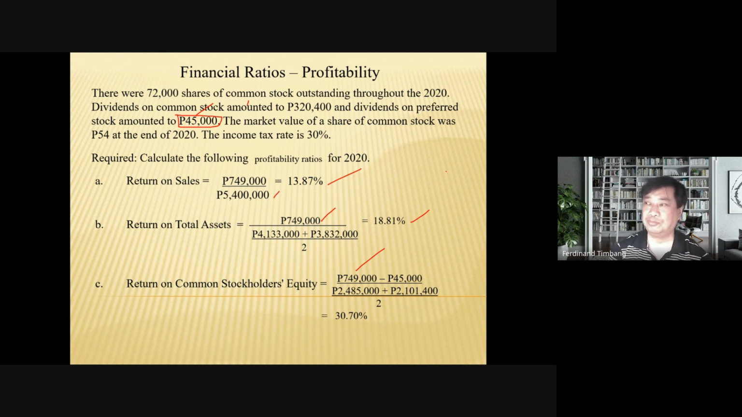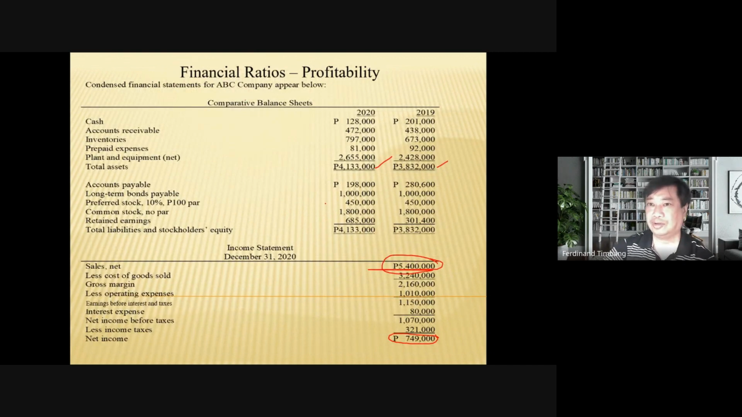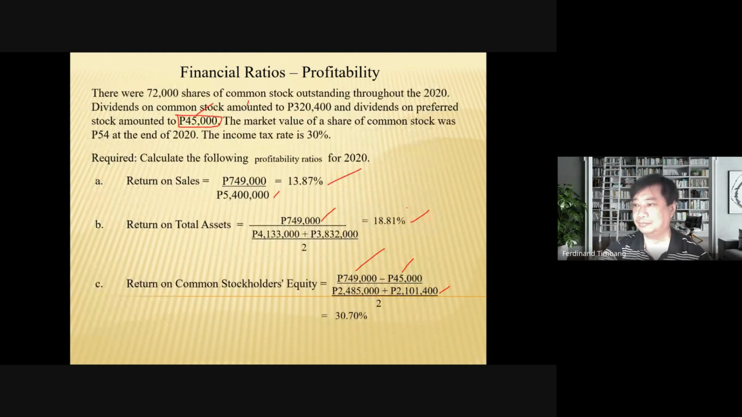Kasi yung preferred stock is actually considered as a hybrid financing. When you see hybrid financing, it is a combination of the features of liabilities and a stock. Kaya tinatanggal natin dito. So, we have now the 749 minus 45, and then we average again the common stockholders' equity naman. So, ito yung kukunin natin. Yung average natin, then the answer is 30.70%.